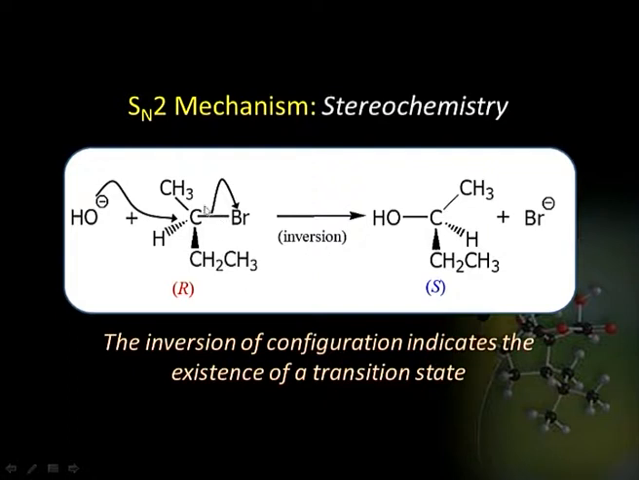If we look into a similar kind of reaction, here again it is a butyl bromide. It is a chiral molecule which has R configuration, and this is getting converted into S configuration after the SN2 reaction. The inversion of configuration indicates the existence of a transition state also.